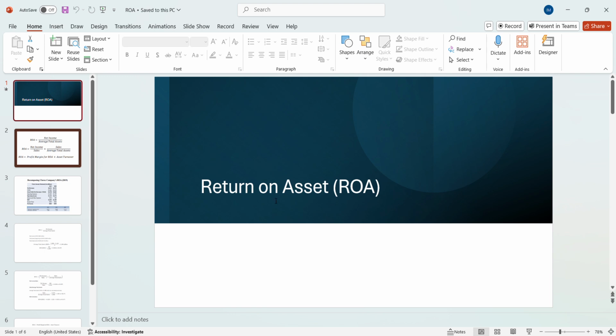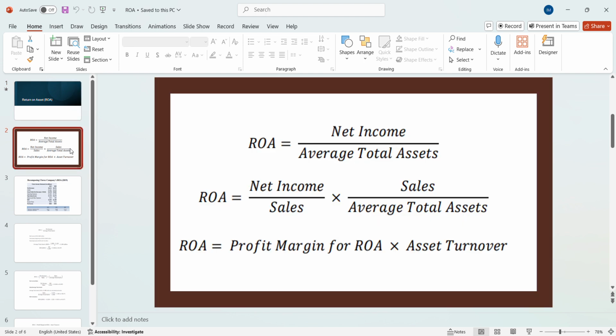Hello everyone. Today we will be discussing how to calculate return on asset, and we have some decomposition of return on asset in different formulas. If you understand the basic formula of return on asset, you can easily calculate the other two formulas as well. Return on asset basically measures the profitability of a company based on the total assets.